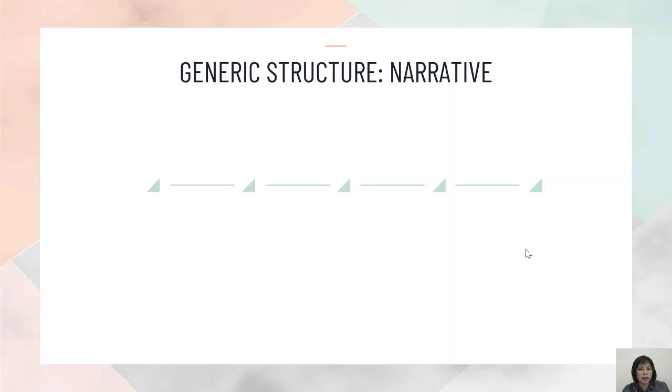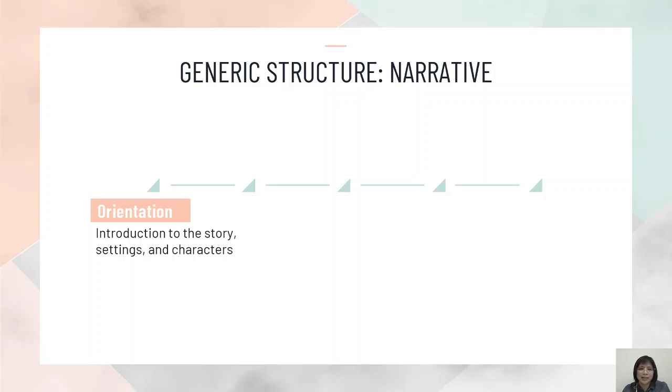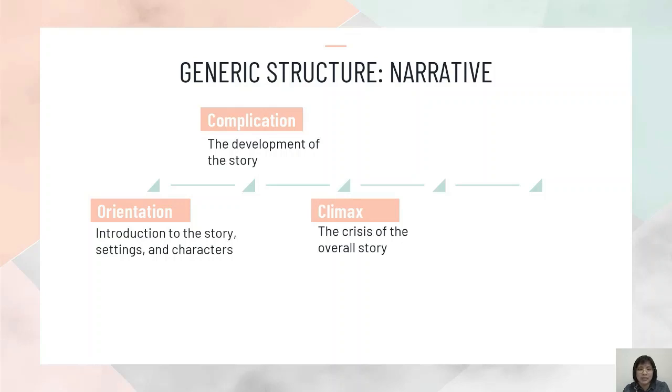How about the structure of narrative text? Narrative text starts with orientation, where you will first be introduced to the story, characters, and settings. And then the story will go on, and this development of the plot is what we call complication. Complication will then arise and reach the climax or the main problem before finally being resolved in resolution.